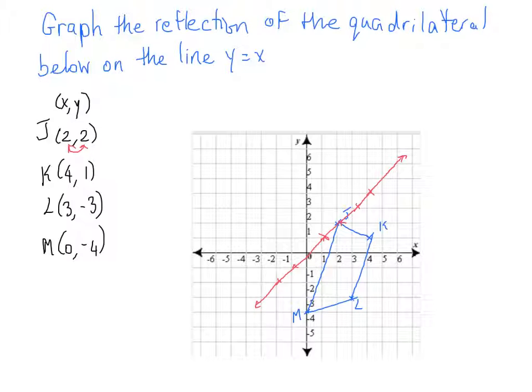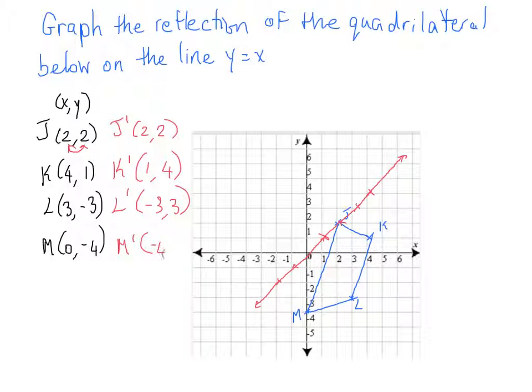So J prime will be 2, 2. You switch 2 and 2, you still get 2, 2. K prime switched will be 1 and 4. We switched 4, 1, we got 1 and 4. L prime, we get negative 3 and 3. And finally, M prime, we get negative 4 and 0. Again, all we did is switch the order of these coordinates. We didn't actually do any calculations at all, just switch the order. All right.